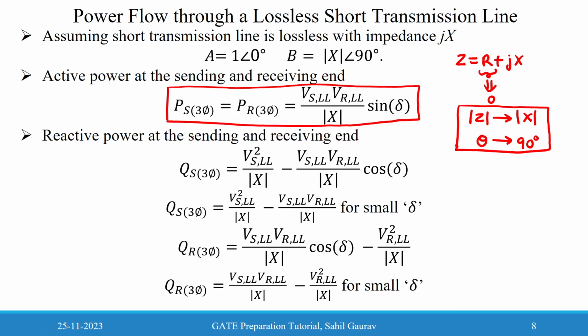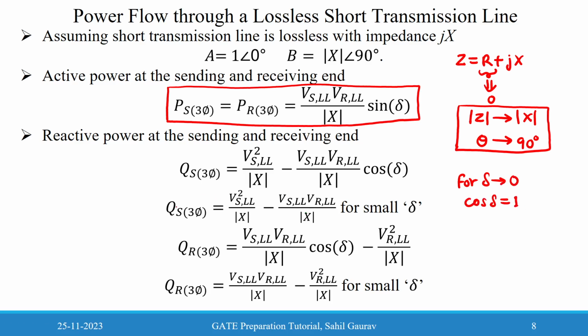Now for reactive power at the sending and receiving end, the expression will be different. For sending end power you will get VSLL square divided by mod X minus VSLL into VRLL divided by mod X into cos delta. Now suppose this delta is very small, for delta tending to 0, then cos delta will be approximately equal to 1.